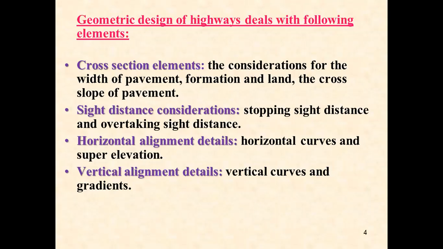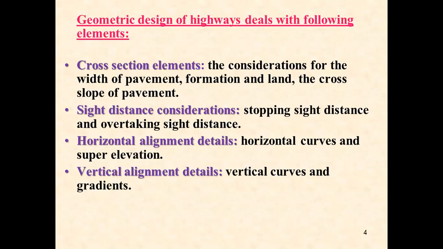Always either a horizontal curve or the vertical curve. When we are designing the alignment, it changes its direction. The change of alignment is always necessary at the curvature. If it is in a horizontal plane, we call it a horizontal curve. If it is in a vertical plane, it is called a vertical curve.